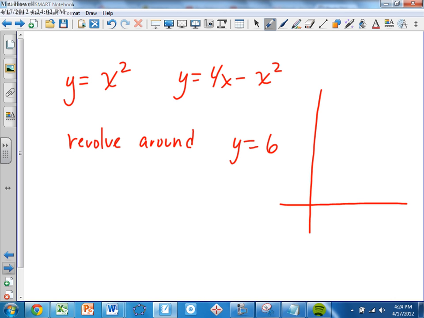So y equals x squared, we all know what that looks like by now. That's that function right there. Okay, that's the first one. 4x minus x squared, though. Right away, it's going to be concave down, right? Because my leading coefficient is negative here, so it's definitely going to be aimed down.